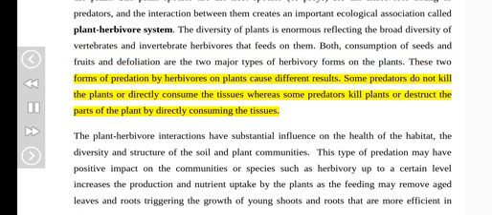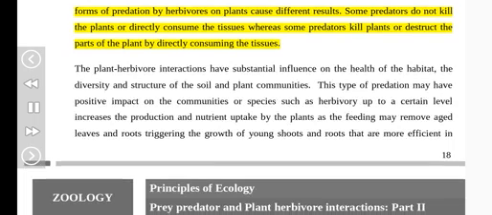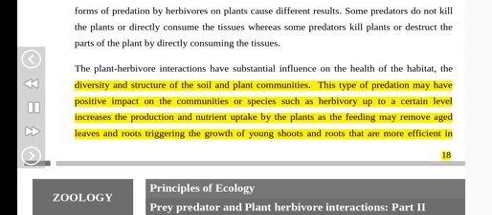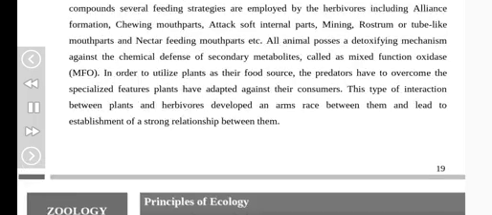Some predators do not kill the plants or directly consume the tissues, whereas some predators kill plants or destroy parts of the plant by directly consuming the tissues. The plant-herbivore interactions have substantial influence on the health of the habitat, the diversity and structure of the soil and plant communities. This type of predation may have positive impact on the communities or species, such as herbivory up to a certain level increases the production and nutrient uptake by the plants, as the feeding may remove aged leaves and roots, triggering the growth of young shoots and roots that are more efficient in supporting the growth and developmental processes.